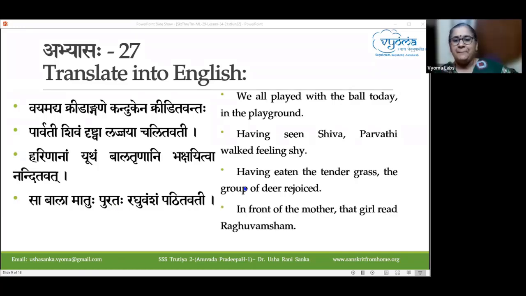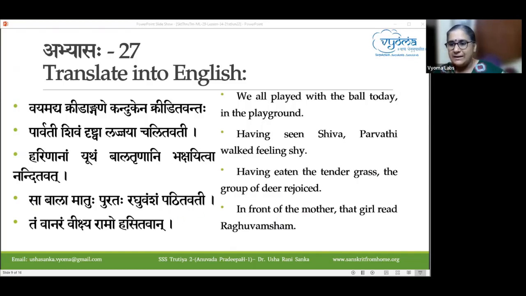Correct. So there is a question about Youtham and Nanditavat. Youtham is neuter, that's why Nanditavat is also neuter. That is important. Youtham Nanditavat: all the group was happy. So group is the subject here, that's why it is neuter. Here Parvati, that is why Chalitavati. Here Vayam, that's why Kriditavantaha, because there is no Purusha difference in the Tavatu and Kta both. In front of the mother, that girl Sabala read Raghuvansham. Very good. Nice. Thank you.